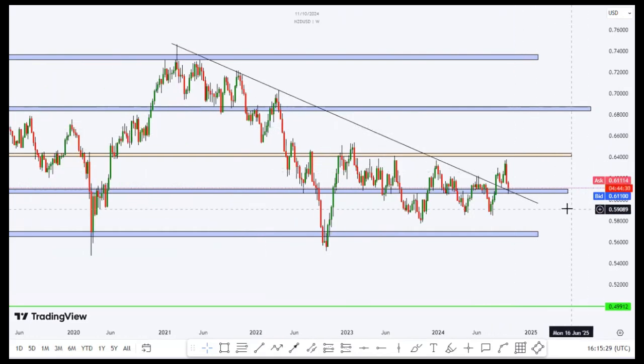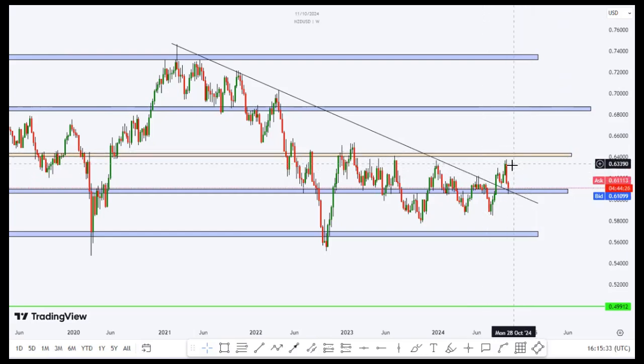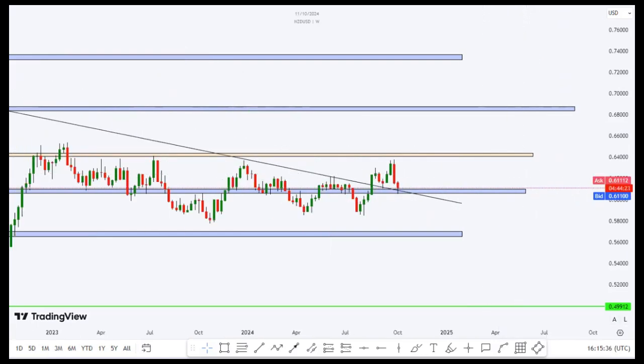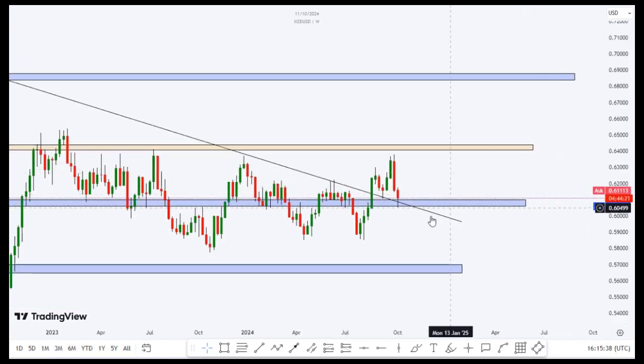Now, you can also realize that in this same resistance zone was this bearish engulfing candle. And after the bearish engulfing candle, we had a bearish candle, which is now being pushed up by the bulls because of this support level right here. Understand? So you see the power of the engulfing candles, the bearish engulfing candles.